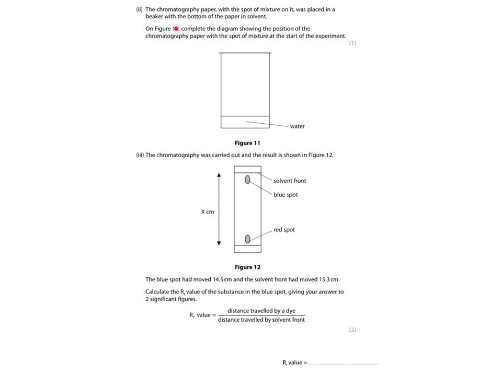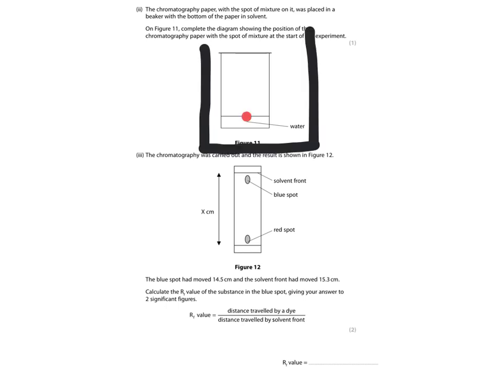On figure 11, complete the diagram showing the position of the chromatography paper with the spot of mixture at the start of the experiment. So the spot is going to be somewhere on the pencil line, like that. Here's the beaker, drawn in black, and the water is going to be up to around here. The water, the solvent, must not be above the line. If it's above the line, all the stuff just gets mixed into the solution and doesn't actually work. Nothing will actually rise up. So the water has to be below the line like this.